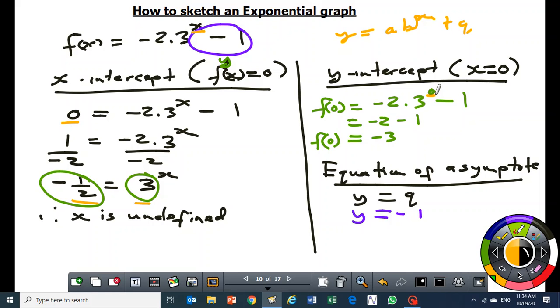3 to the power of 0 is 1. 1 times minus 2 will give you minus 2. Minus 2 minus 1, you get your y as minus 3. So the y-intercept is equal to minus 3.